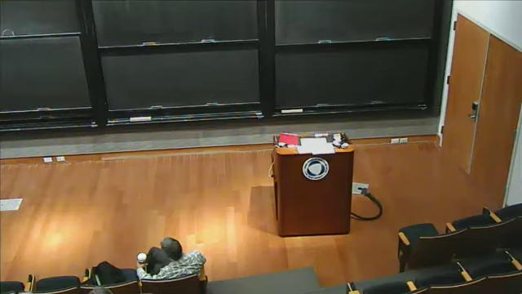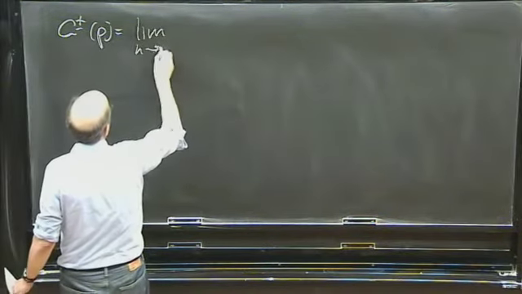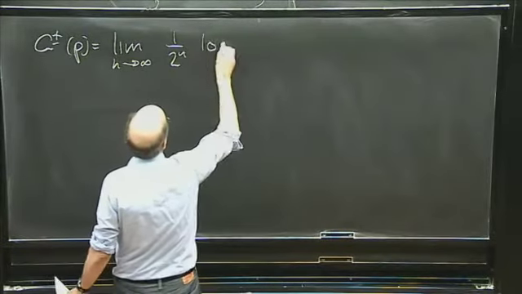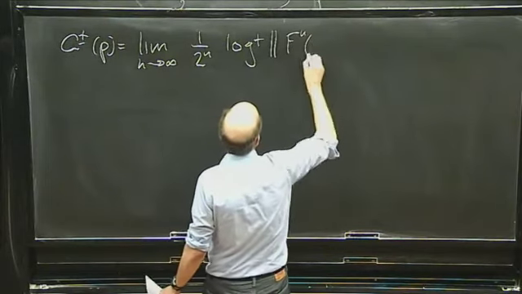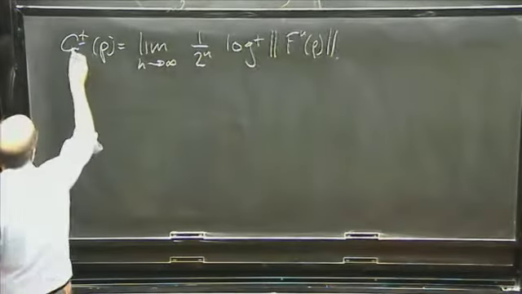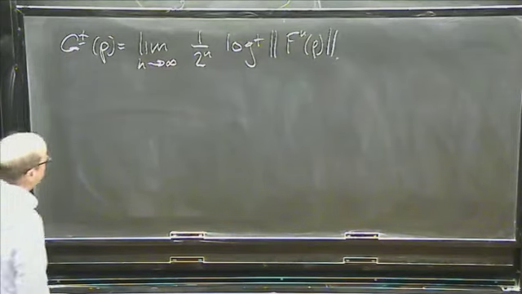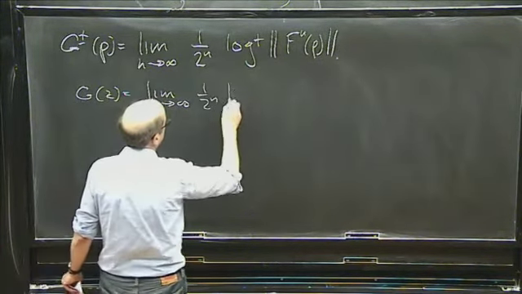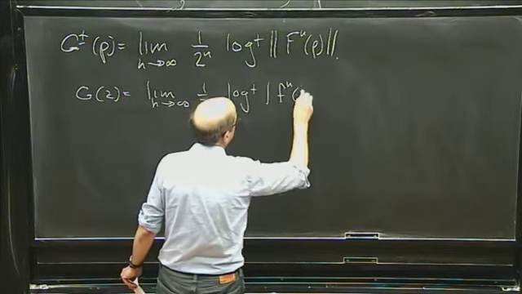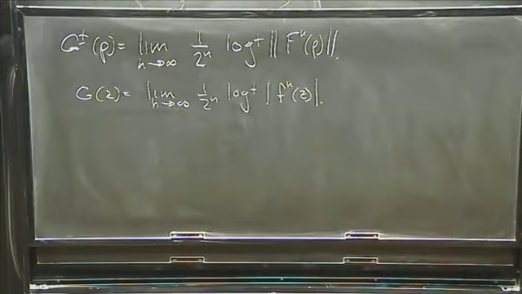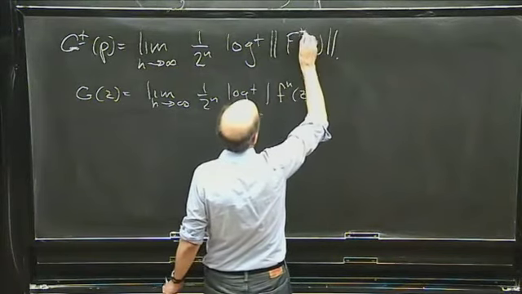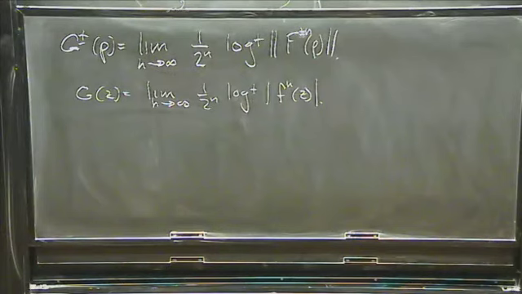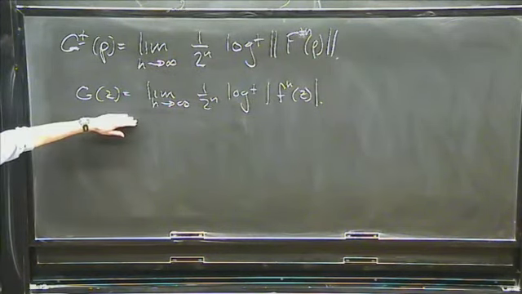Hubbard also introduced functions G plus and minus of p. These are the limit as n goes to infinity of 1 over 2 to the n, log plus the norm of f to the plus or minus n of p. These are analogs in the two-variable setting of the function g of z equals the limit as n goes to infinity of 1 over 2 to the n log plus of f to the n of z. In the one variable setting, this is a Green function, and this makes some kind of connection with potential theory.